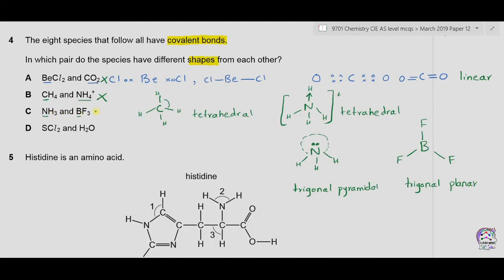So in C, both have different shapes, so therefore C could be the possible answer. In D, we have sulfur dichloride and water. Now both sulfur and oxygen are from group 6 of the periodic table, so both have 6 electrons in their outermost shell. Sulfur makes 2 covalent bonds with chlorine, and 2 lone pairs are also present.